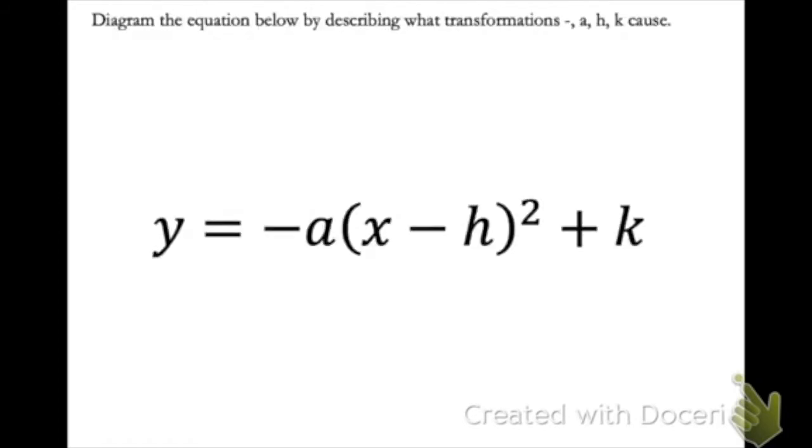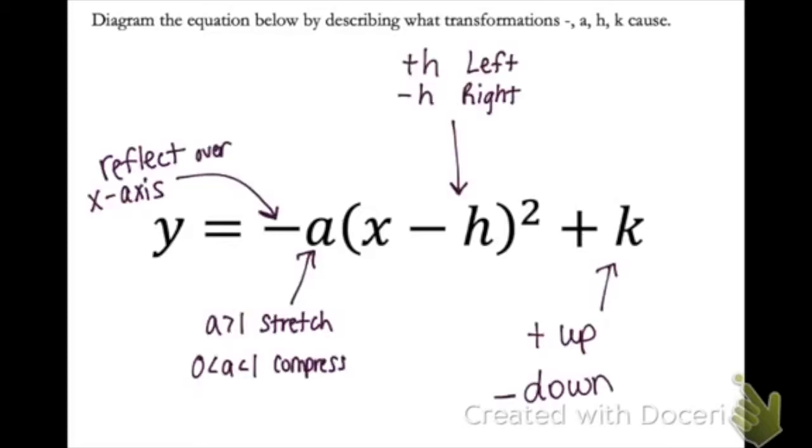Okay, what I want you to do here is diagram this equation and tell me what each of these things does. So the negative out front, the A, the H, and the K, just like we went over in the last video. So pause your video, try to do that from memory, and come back and see what I have.